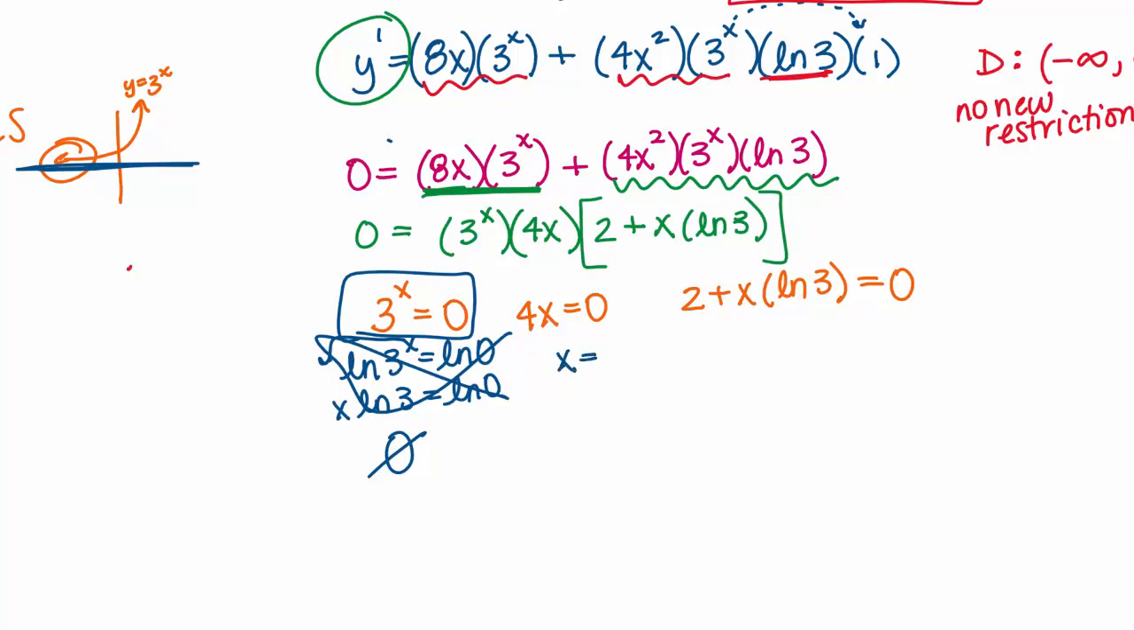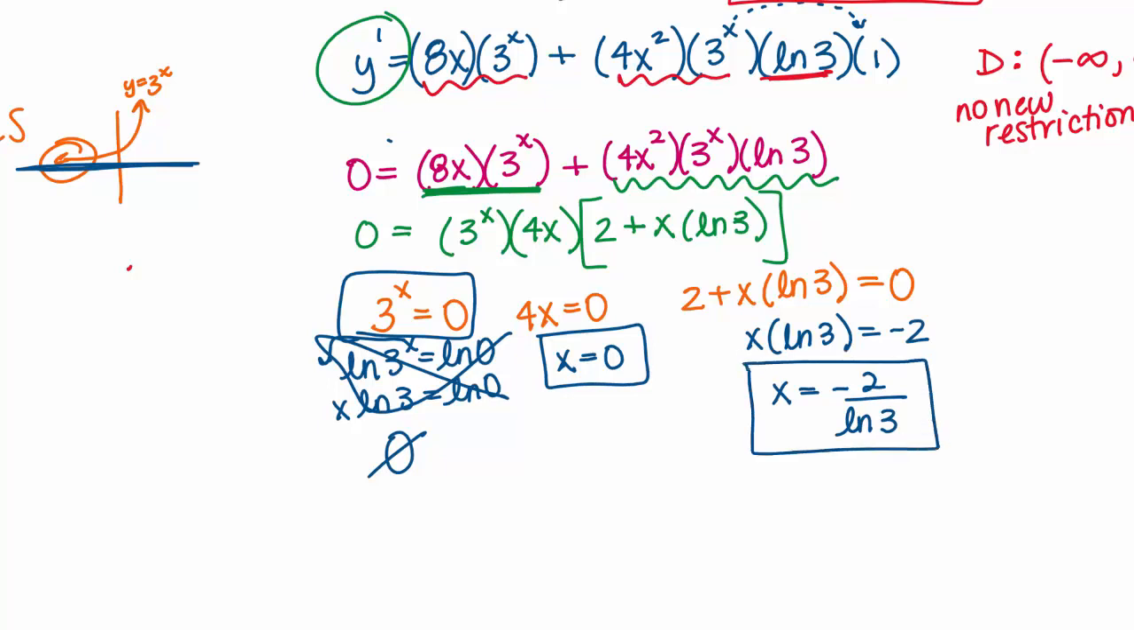4x equals 0, I can divide both sides by 4, so there's one critical value. Then this is, remember, just a linear equation, so I will subtract 2, and I will divide by that coefficient. So I'll divide by natural log of 3. And again, don't give the decimal unless you were asked to round. If you're asked to round, then go ahead. Otherwise, these are your 2 critical values.